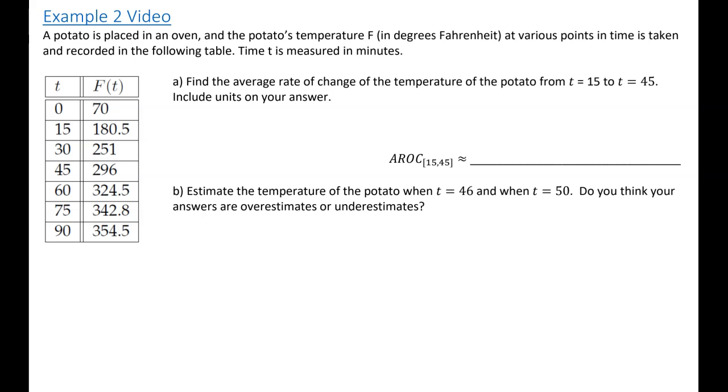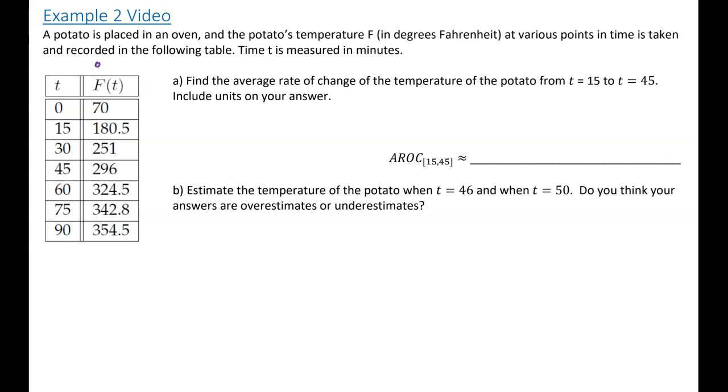Hi everyone! We've done some examples working with a formula and a graph, and I just wanted to tack on one more where we work from a table just so that you've seen several representations. So we have a table that tells us the temperature of a potato in degrees Fahrenheit at various points in time. The time is measured in minutes.